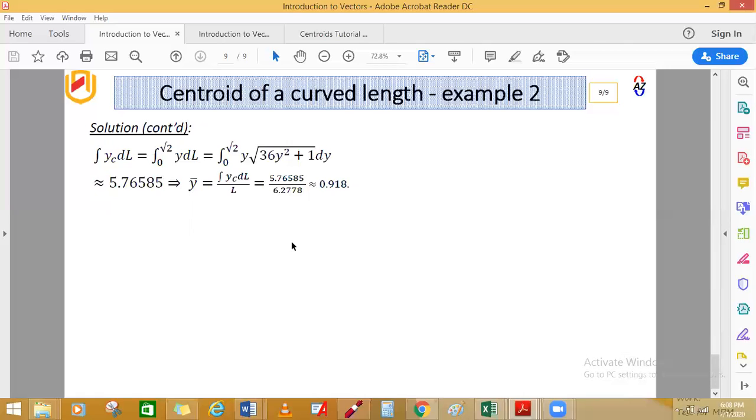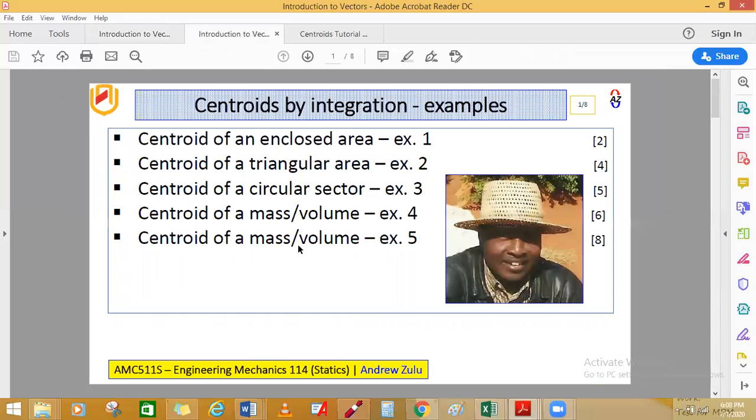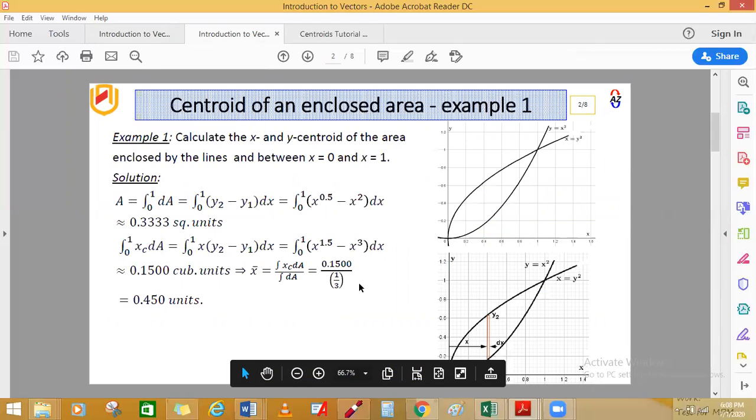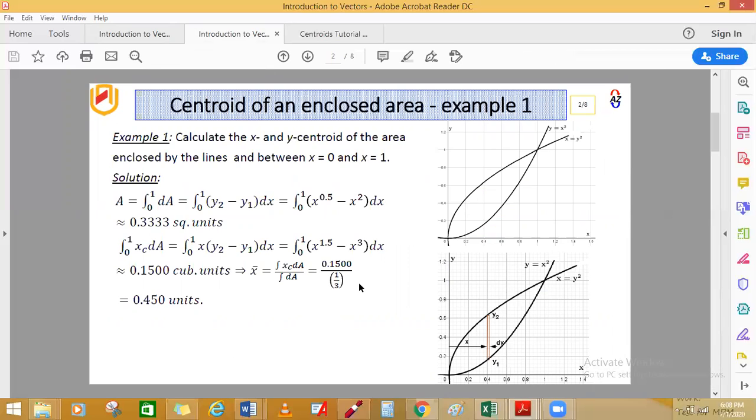Okay, now we can do the other, which other one? Let's go to pages of things. Okay, we can go to this one. Centroids integration examples again. Okay, for this one, let's start with exercise one.